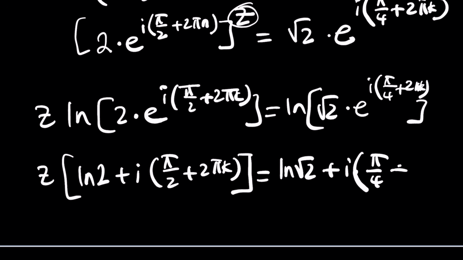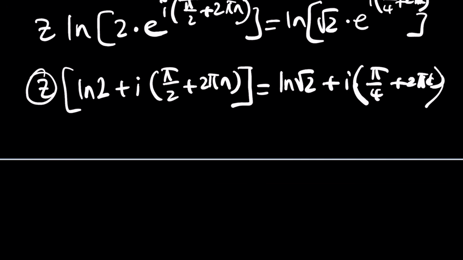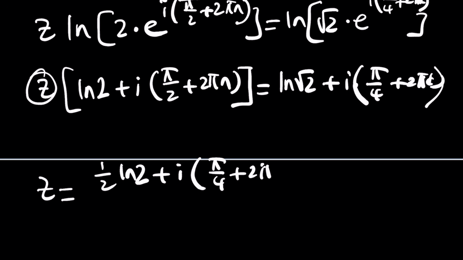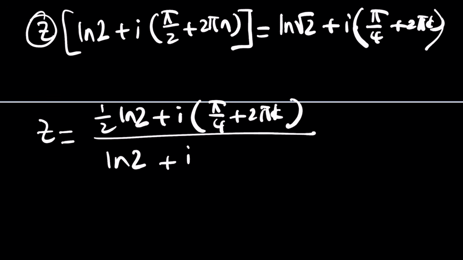plus 2 pi k. By the way, on the left-hand side, I think we have an n, and here we have a k. So this should be a 2 pi n, and this should be a 2 pi k, okay? So far, so good. Now we can go ahead and use division here to isolate z. z is going to be ln root 2, and by the way, I can write it as 1/2 of ln 2, plus i times pi over 4 plus 2 pi k. k and n are integers, by the way, divided by ln 2 plus i times pi over 2 plus 2 pi n.